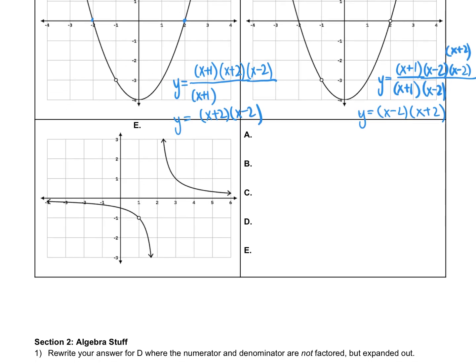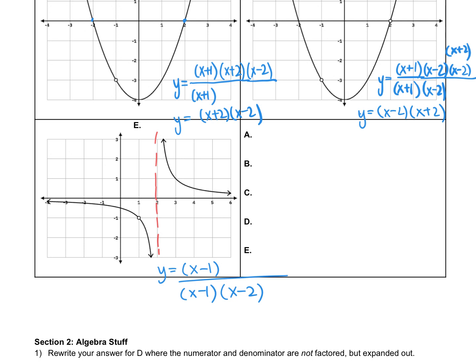For our final graph here, I have a hole and a vertical asymptote at 2, which is telling me I should have y equals, for the hole, I would want an x minus 1 factor in the numerator and denominator. For the vertical asymptote, I would want x minus 2. And this looks good to me because my horizontal asymptote is at y equals 0, which I would expect if the degree of the numerator is smaller, which it is.